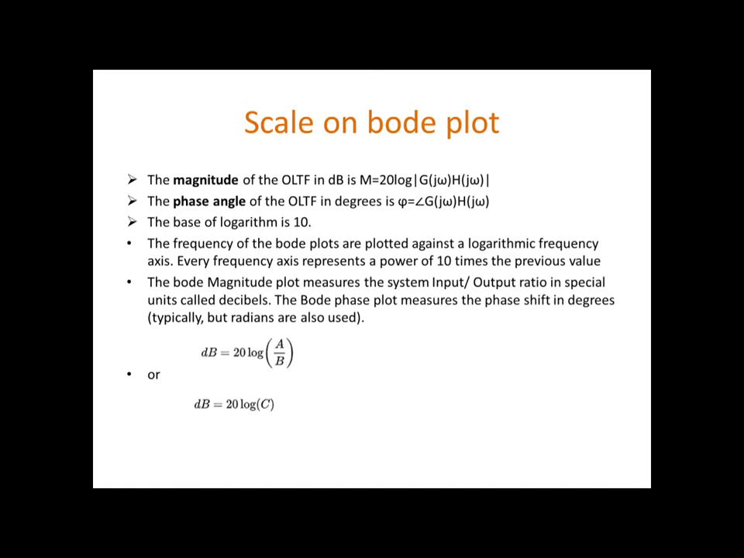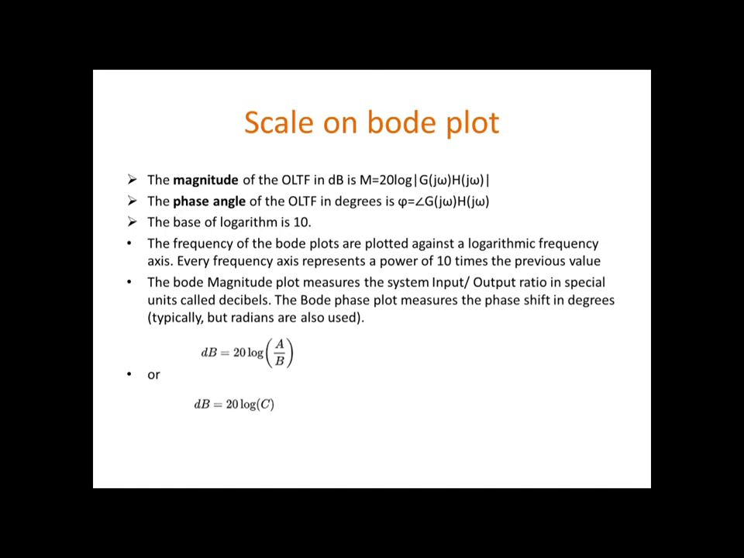Now, the scale used in the Bode plot. So, there are two types of plots. One is the magnitude plot and another one is the phase angle plot. The magnitude of the open loop transfer function is in decibel, that is expressed in dB. And to convert this into dB, we use 20 log mod of G(jω) or H(jω). And the phase angle of the open loop transfer function is expressed in degrees. And for the logarithmic plot, the base of the logarithm has to be considered as 10.